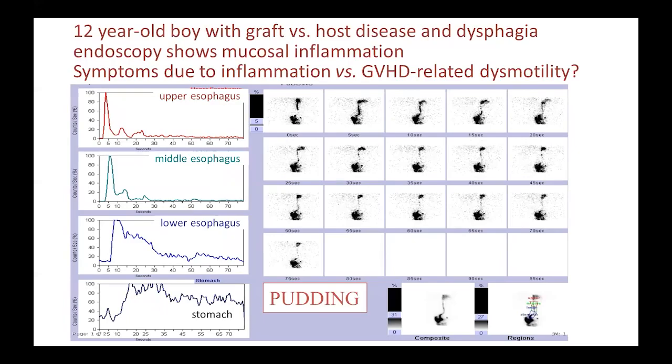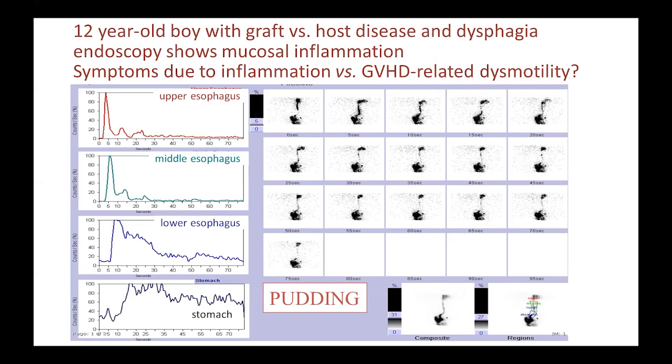Here's a 12-year-old boy with graft versus host disease and dysphagia. He underwent upper endoscopy, which showed mucosal inflammation. And the clinical question was whether these symptoms were due just to mucosal inflammation or was there GVHD-related dysmotility. So we performed a liquid study, which was normal.